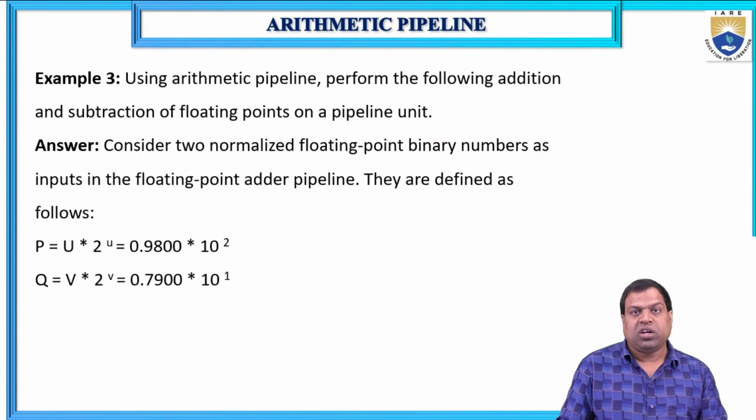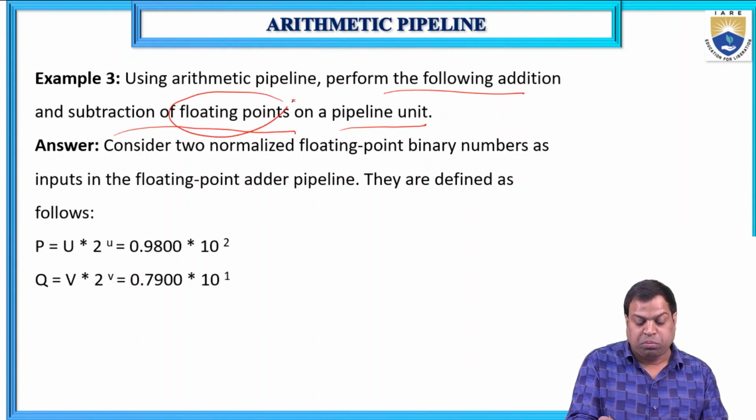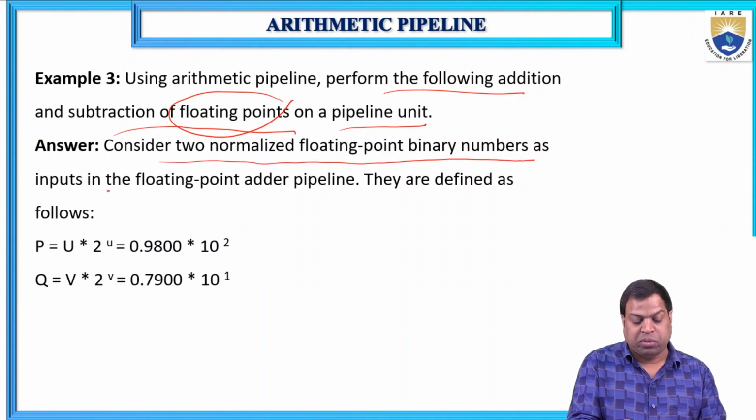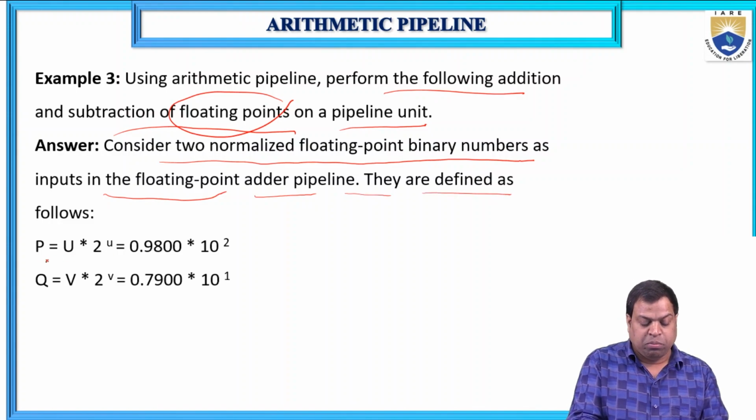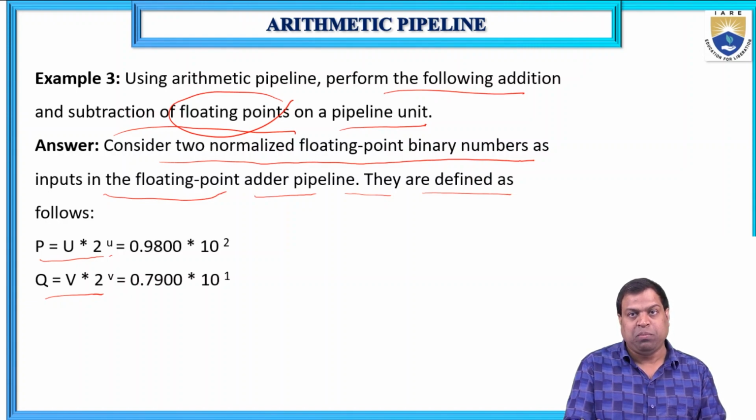Example 3: using arithmetic pipeline, perform the following addition and subtraction of floating points on a pipeline unit. So we have to take the pipeline unit method and perform the addition and subtraction in the floating points. Consider the two normalized floating point binary numbers as the input of the floating point adder pipeline. They are defined as p equal to u into 2 power u, q equal to v into 2 power v. So we have to take our own example to perform addition and subtraction in the floating point numbers with the pipeline unit method.